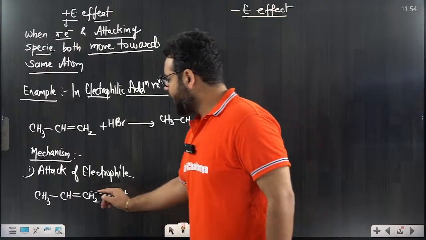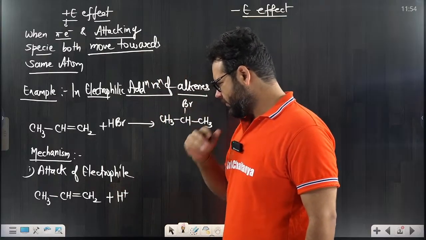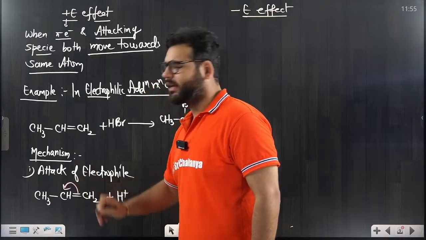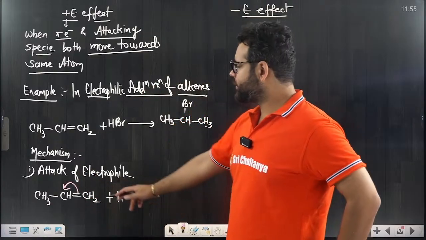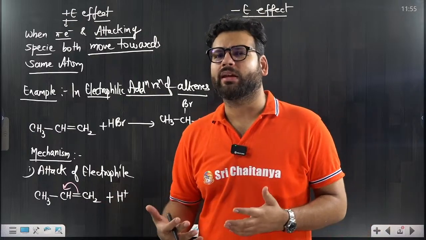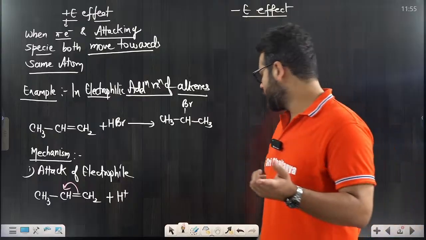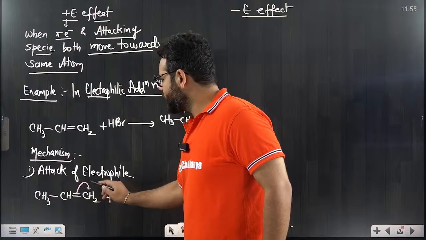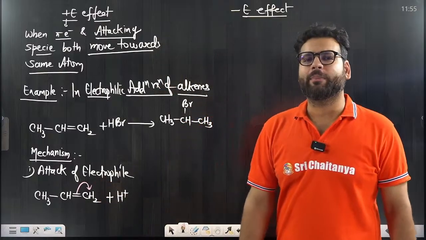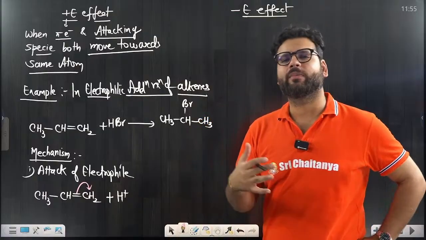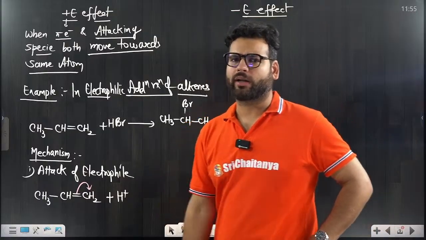So what will happen? See here, if these electrons move to the left side, then a positive charge will be created on a primary carbon. We know that primary carbocations are not very good carbocations. Last class we have studied. But if these two electrons shift to the corner carbon, then positive charge will be formed on the central carbon. It will make a secondary carbocation, a good carbocation. So this is what will happen.